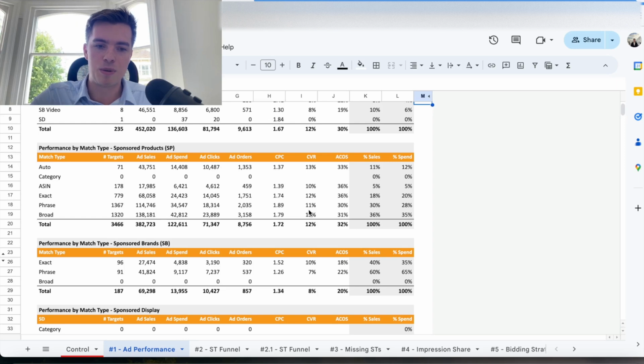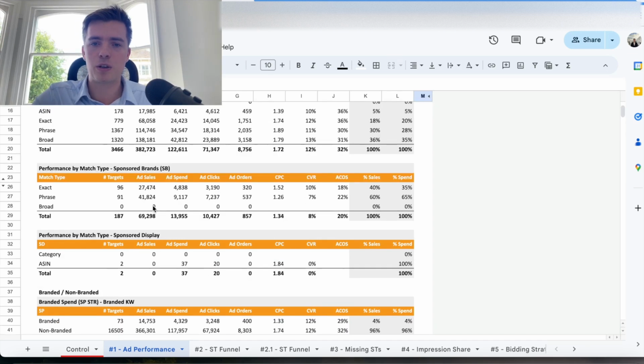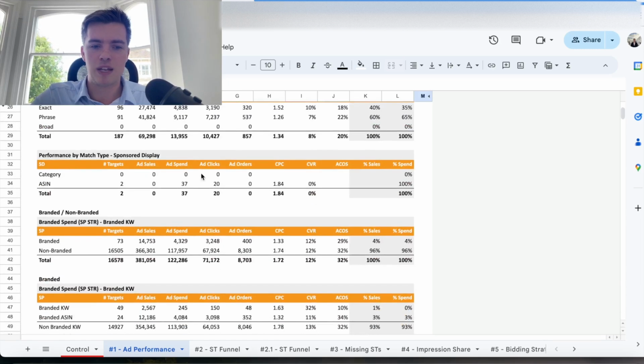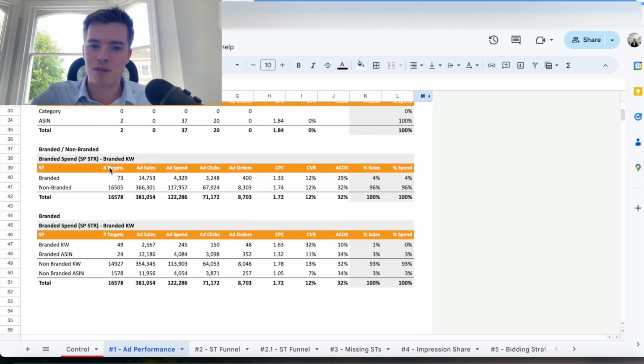So you want to be able to actually dive in, have a look where the spend's going, and determine what stuff you want to be running. You can also break it down by ad type. So sponsored brands, see exactly what match type you're doing it in, as well as sponsored display, which there currently is none. But you also want to look at branded keywords.